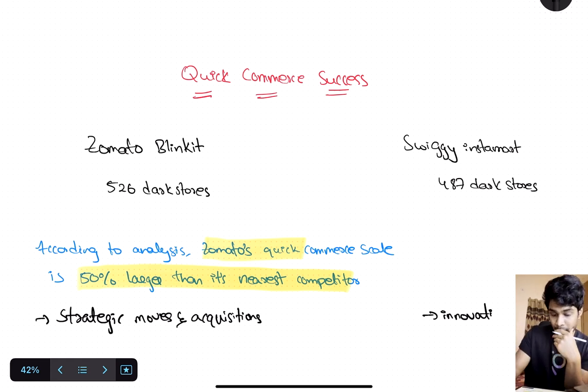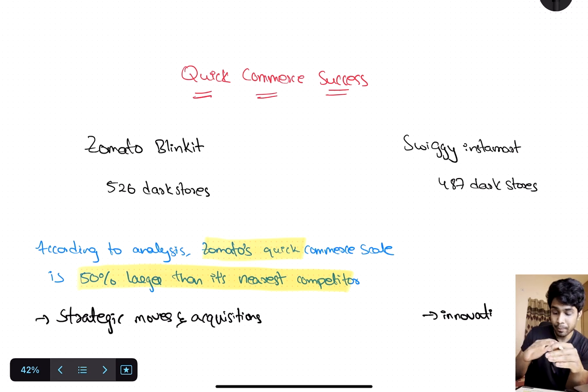Swiggy is focusing more on technological innovation. They've built every feature because it's a super app. They have to build it on their own, into their own application and architecture. But Zomato made some really good strategic moves through acquisitions. Zomato has more business acquisitions compared to Swiggy. Zomato didn't build its own quick commerce application, but instead just went and acquired Blinkit.